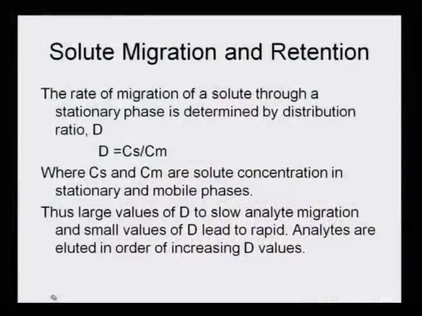Thus, large values of D lead to slow analyte migration and small values of D lead to rapid migration. Analytes are eluted in the order of increasing D value. As the D value increases, the analytes come out of the column.